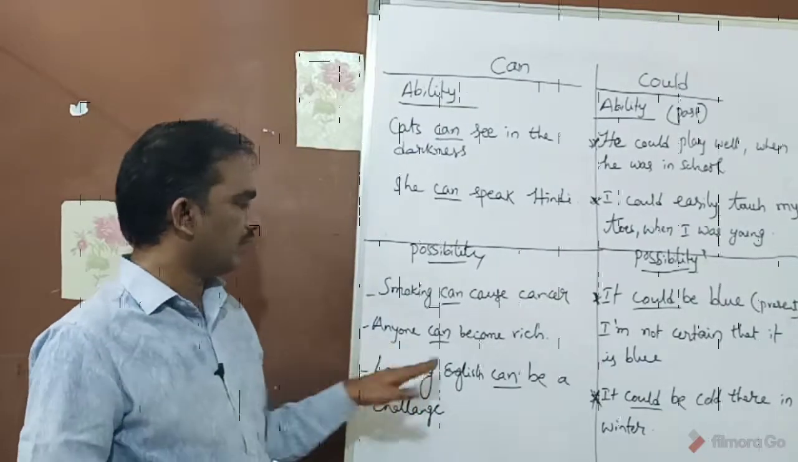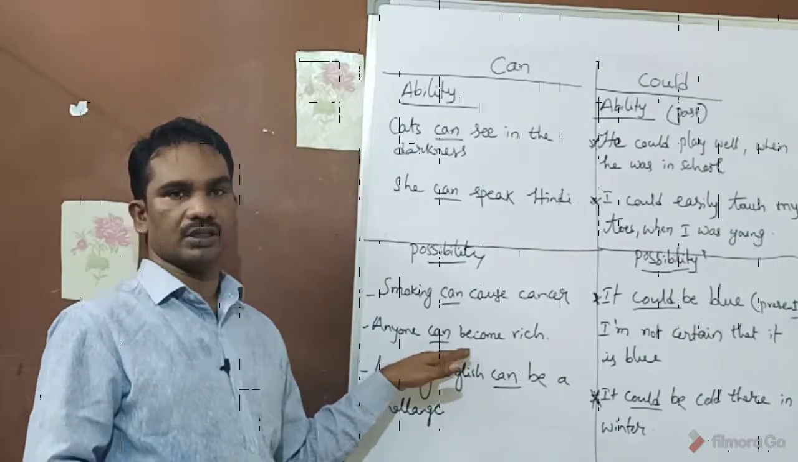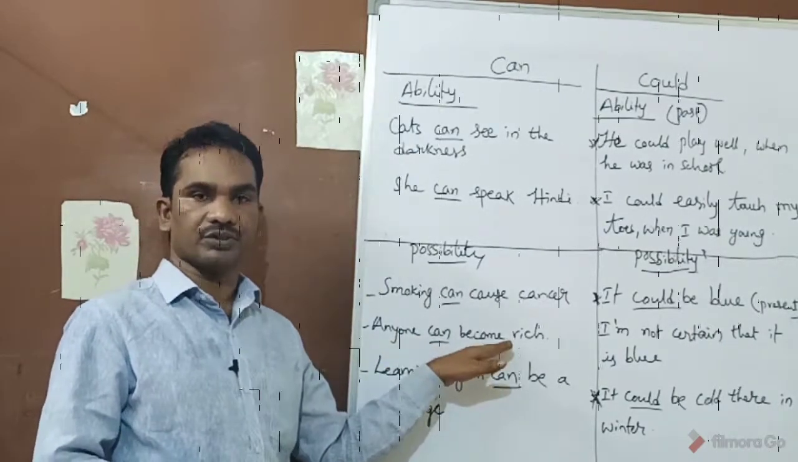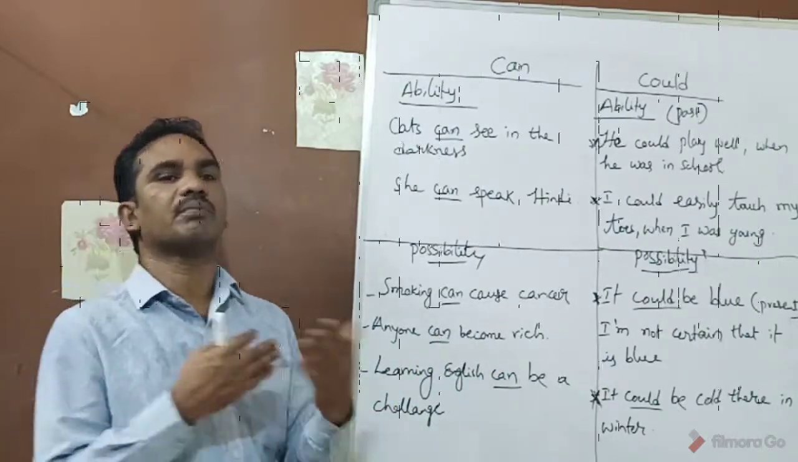Right here. Anyone can become rich. So this is also possibility. Anyone can become rich. It's a possibility. So that means everyone can become rich.